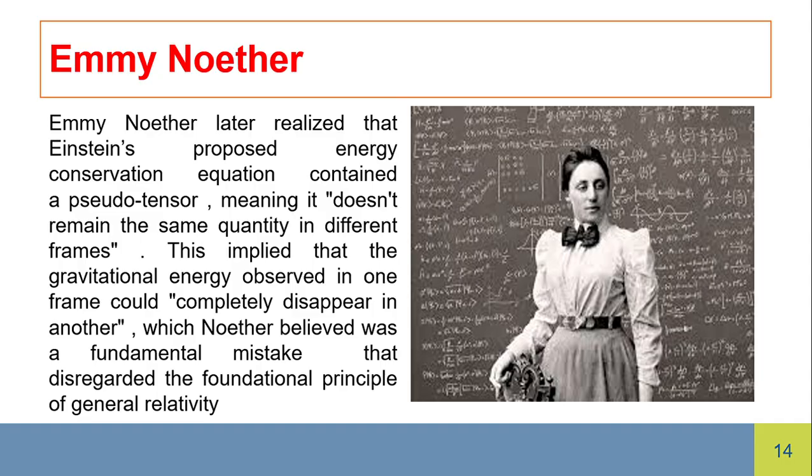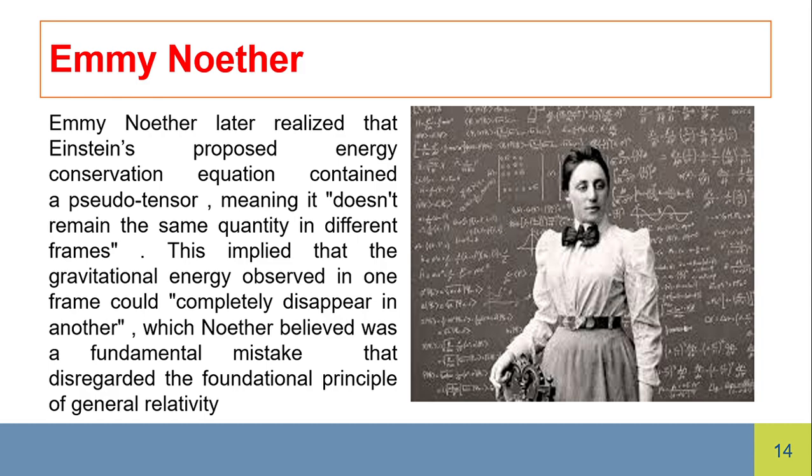And Einstein had proposed that the conservation laws held a key for understanding and giving an equation to show how the energy was conserved. So then he gave an equation, but it contained a pseudotensor. And Noether also realized that it would not remain the same quantity in different frames.